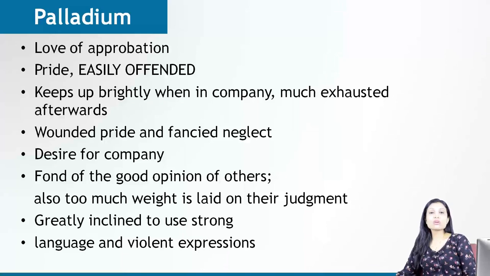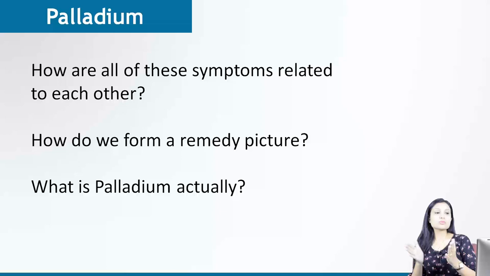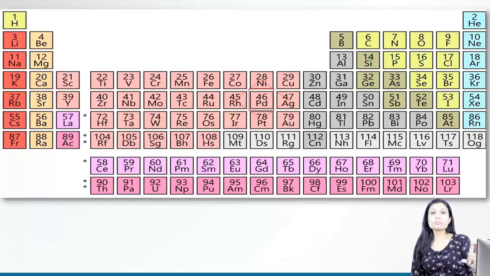How do all these symptoms come together as a picture? How are they tied together to form a personality is now what we are going to see. How are all of these symptoms related to each other? What actually is the essence of palladium? To know that, first let us have a look at the periodic table of elements. Palladium is an element. It is a metal. See where it is placed. It is placed almost in the center of the periodic table.